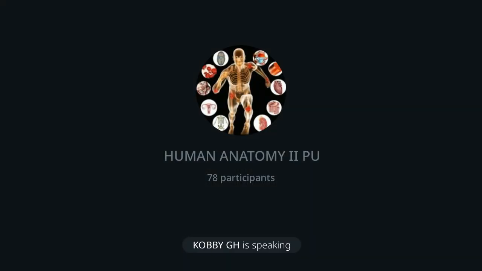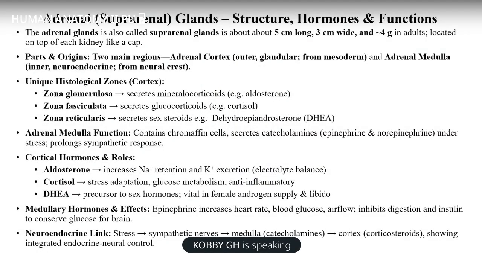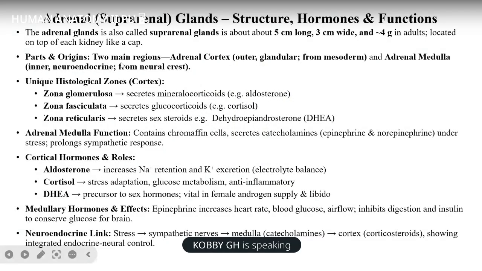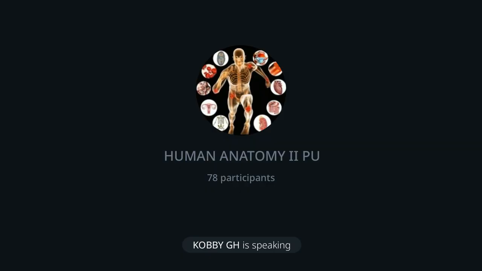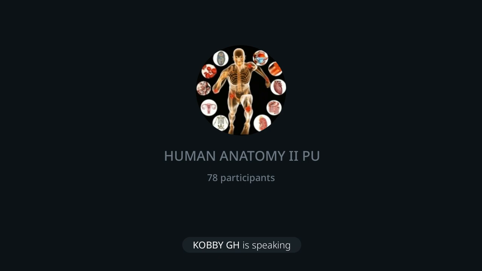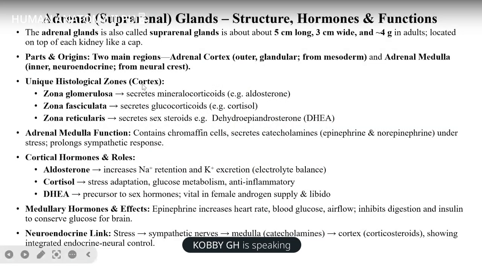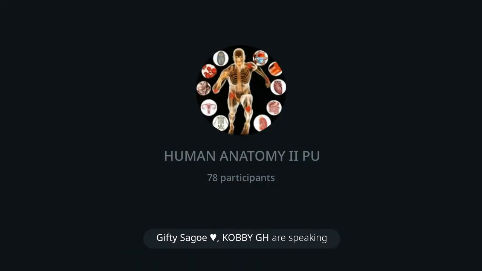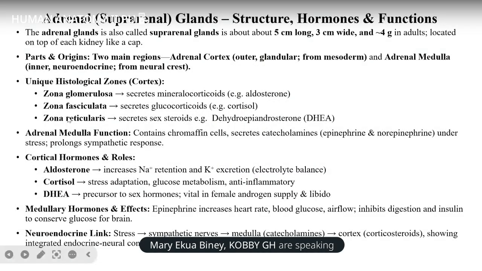So the adrenal gland has two main divisions. What are the two main divisions? The adrenal medulla and the adrenal cortex. The adrenal cortex has how many zones? It is further divided into 3 zones. What are the 3 zones? The innermost zone is the zona reticularis. What hormone does it produce? They secrete the sex steroids.